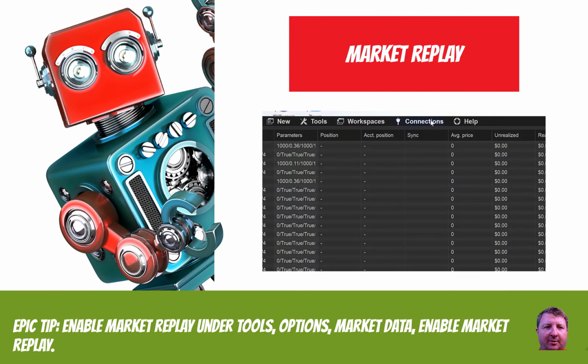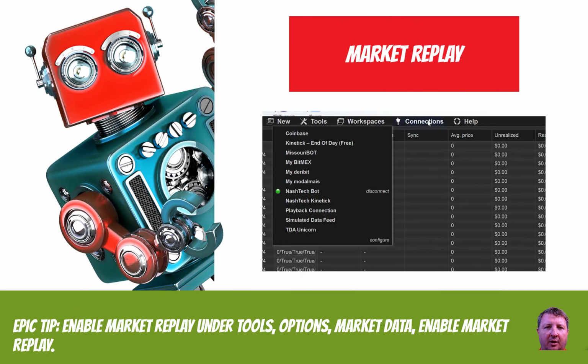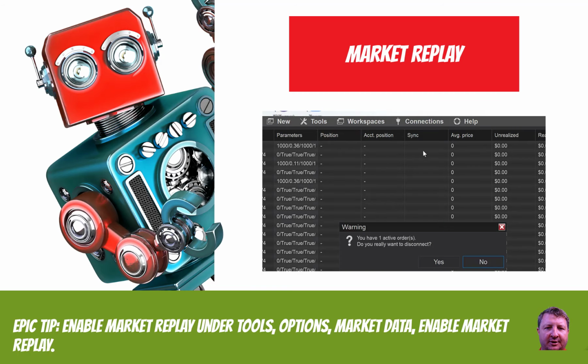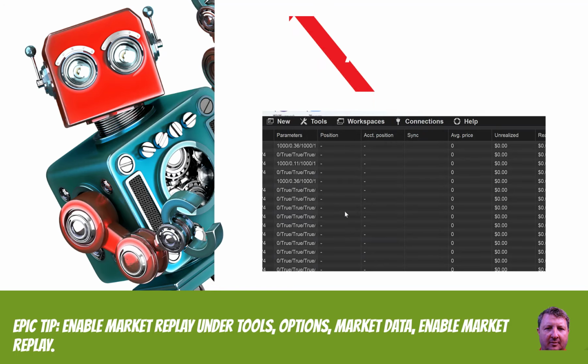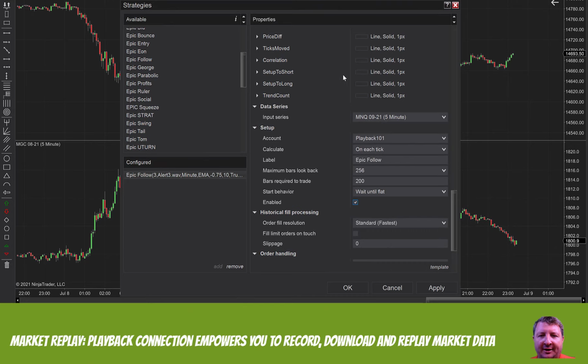All right, to enable market replay, you're going to go up to connections, disconnect from whatever connection you're using, and go into connections and connect to the playback connection. Whenever you're adding strategies when market replay is enabled, you'll see Playback101 as the account. And I'm going to go ahead and enable it.